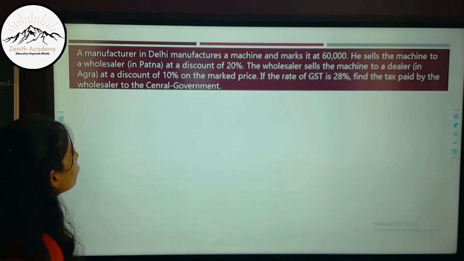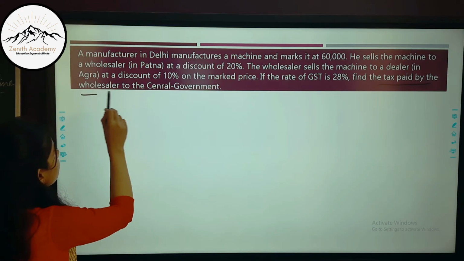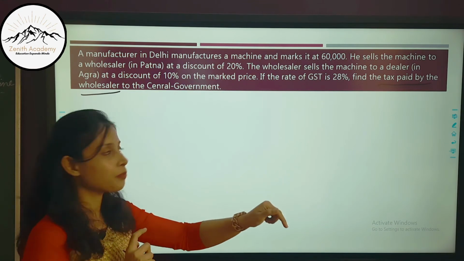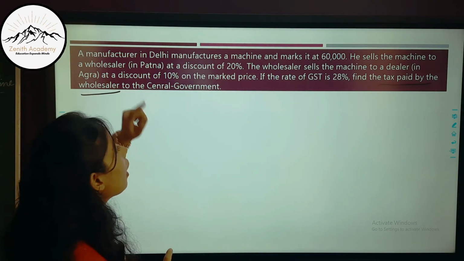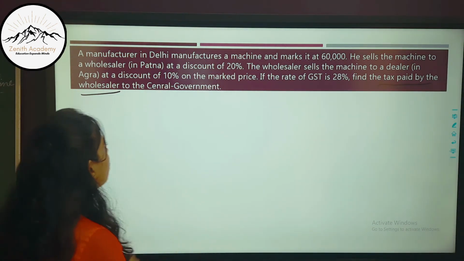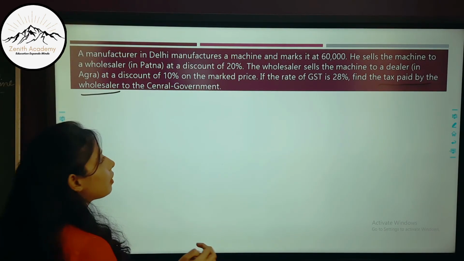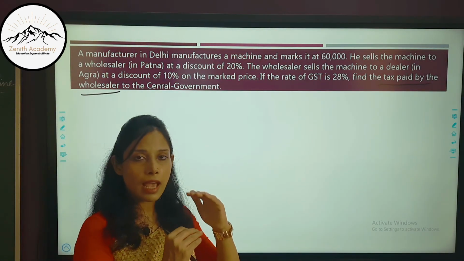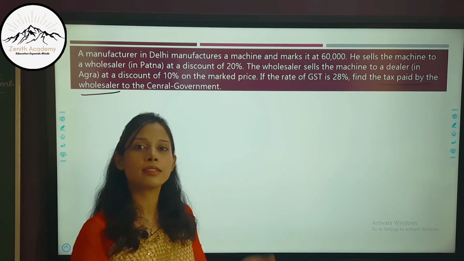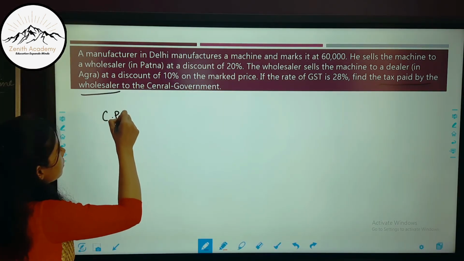We need to find the tax paid by the wholesaler. The wholesaler is the one who has sold to a trader in Agra, and he is the one who has purchased it from Delhi. So if we need to find the tax paid by the wholesaler, we can do it like this: tax collected on the sale made by him minus the tax paid on the purchases.